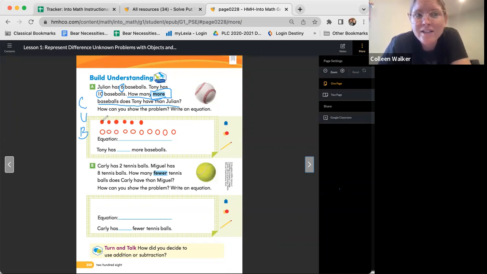Are you ready? So say it with me. They both have 1. Yep. They both have 2. Good job. They both have 3. They both have 4. They both have 5. They both have 6. Oh no, Julian ran out of baseballs.